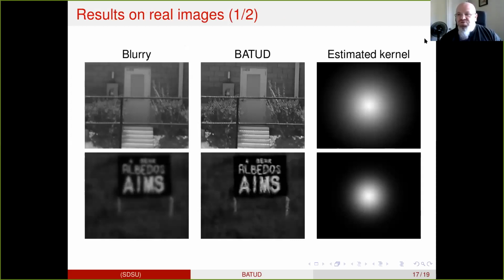Just to finish, let me show you a few results on real images. So here, again, on the left column, you have the blurry one. This one, you already saw it. This one is an image that we took on the football field at SDSU. We have a couple of sequences that we took there. And that's a stabilized image, also with blur.